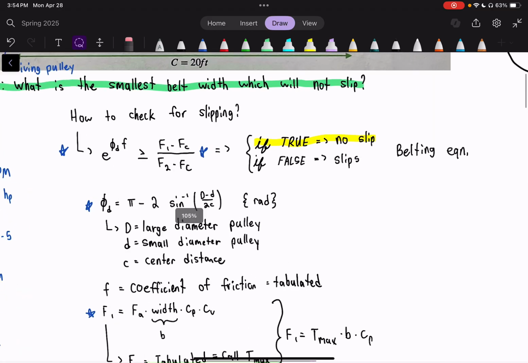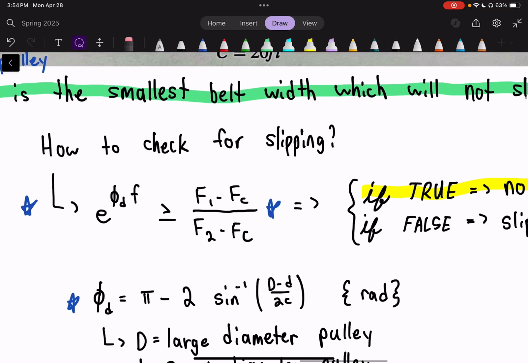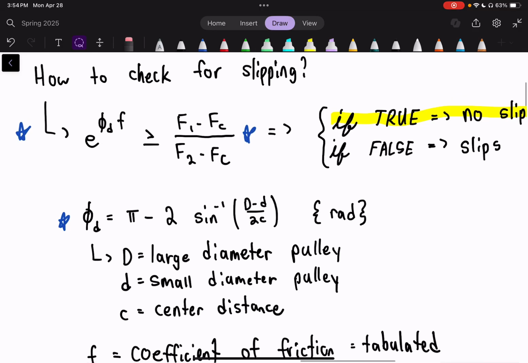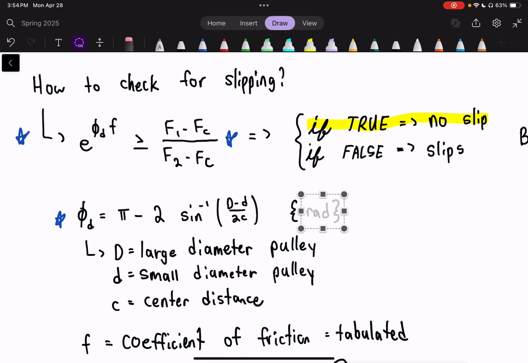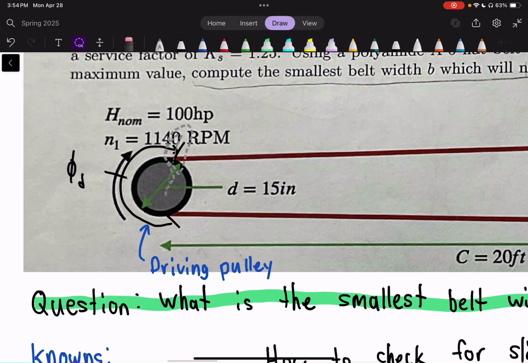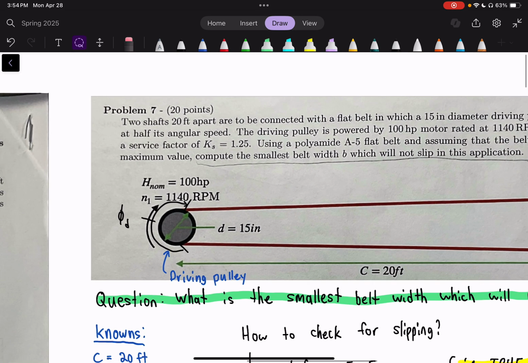Now we're able to try to break down what everything in this slipping belting equation means. So this phi sub d is going to be given to us by pi minus 2 arcsine of the difference in the diameters divided by 2 times the center distance, in radians. Now, this angle is the angle from where the belt is tangent going off of the pulley itself, and it wraps all the way around, which is how we actually get that.